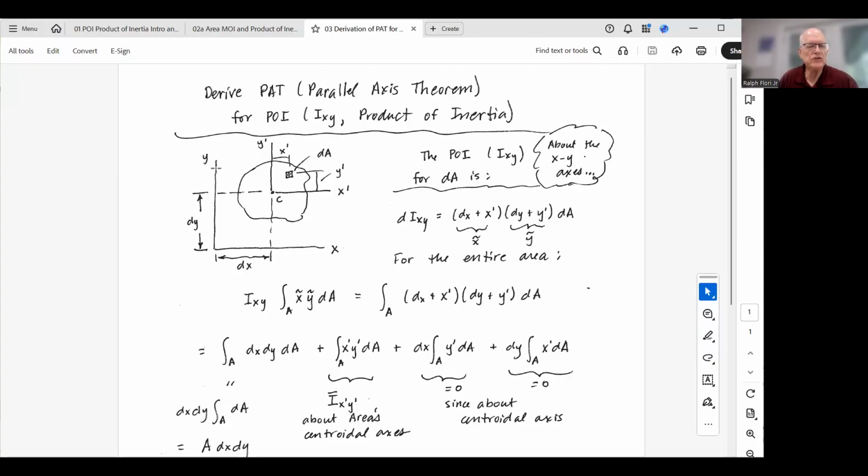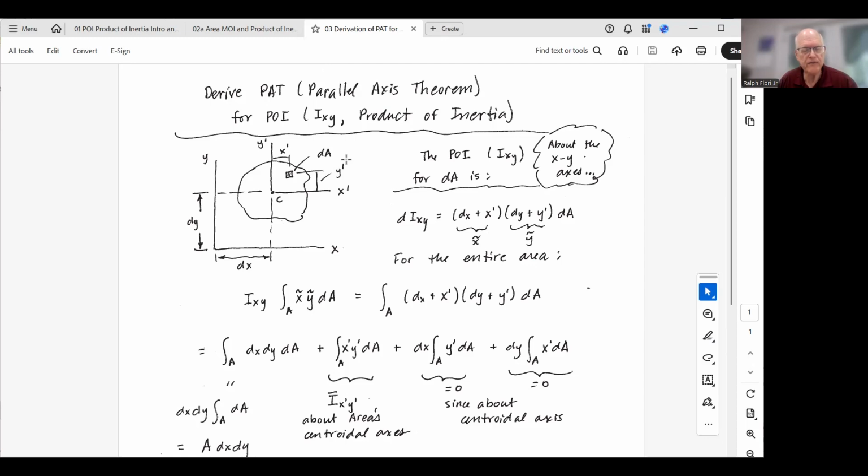So this is the picture. We have an XY axis. We have a general area. That area has a centroid at C. It has a set of centroidal axes, X prime and Y prime. There's a dA element on our area. Y prime is the distance from the X prime axis to dA, and X prime is the distance from the Y prime axis to dA.